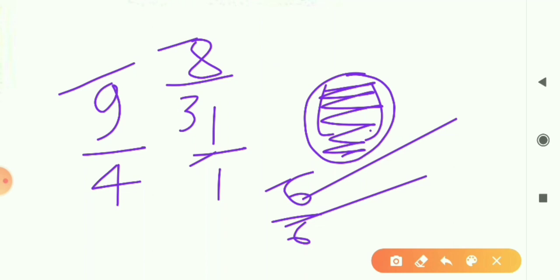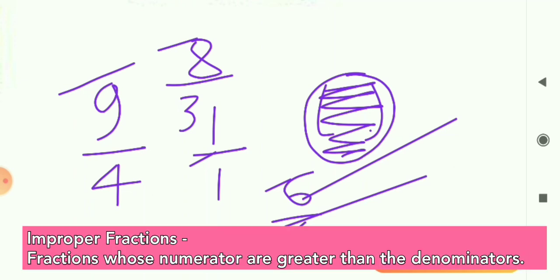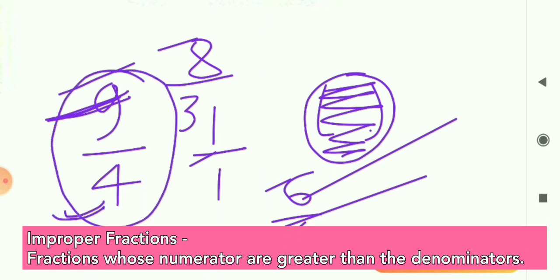Clear? Or in another way you can say that improper fractions are fractions whose numerator is greater than the denominator. Here you can see in 9 upon 4, the numerator is 9, which is greater than the denominator 4. So this type of fraction is known as an improper fraction.